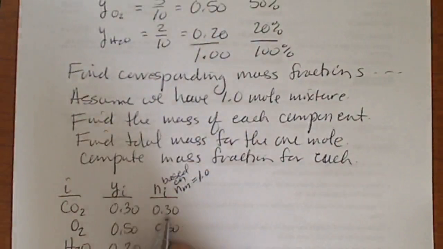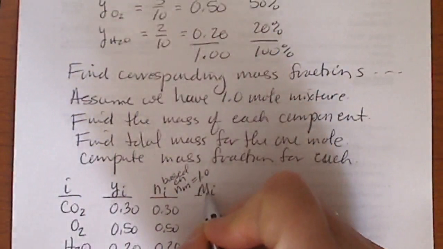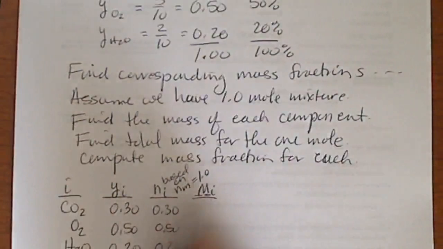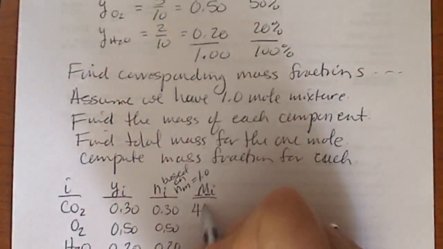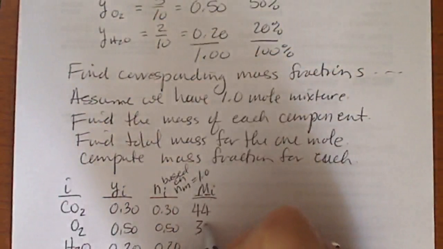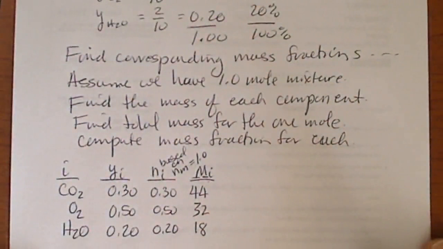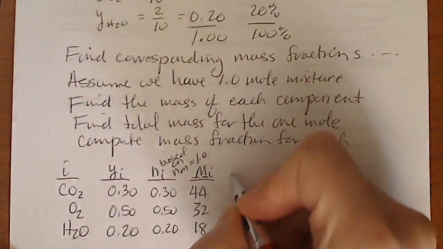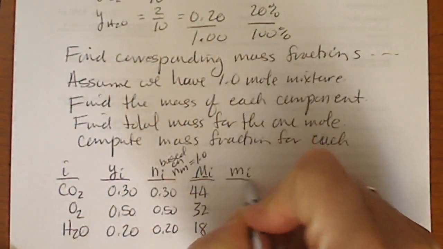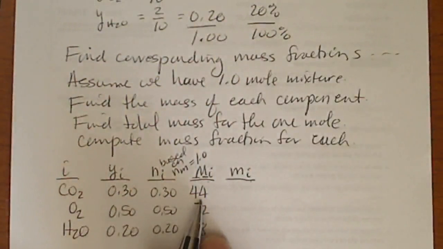so now for each one of these we need to find out the molar mass, and we wrote those down up here before. This one's 44, this one's 32, and this one's 18. Now for each one of these we want to find out how much mass is present. How much is the Mi based on this Ni and the known 44.